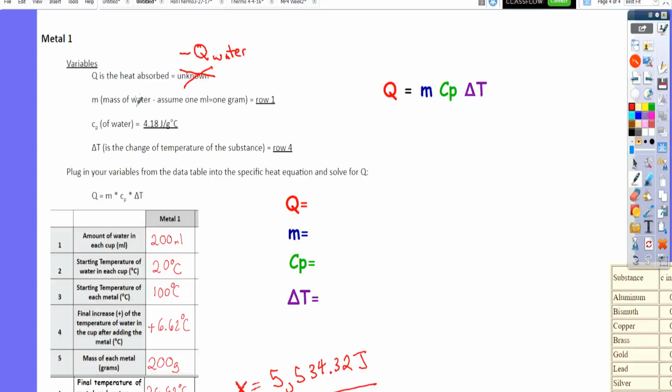My M is not the mass of my water, and I don't need any of that statement. Now, M is my mass of metal. My CP, I'm no longer looking at water. This is my new unknown. That's what I'm looking for. And my delta T is still the change in temperature, although this is not going to be a positive number anymore, because now I start at 100 degrees Celsius, my block of metal, and I cooled down to 26 degrees.